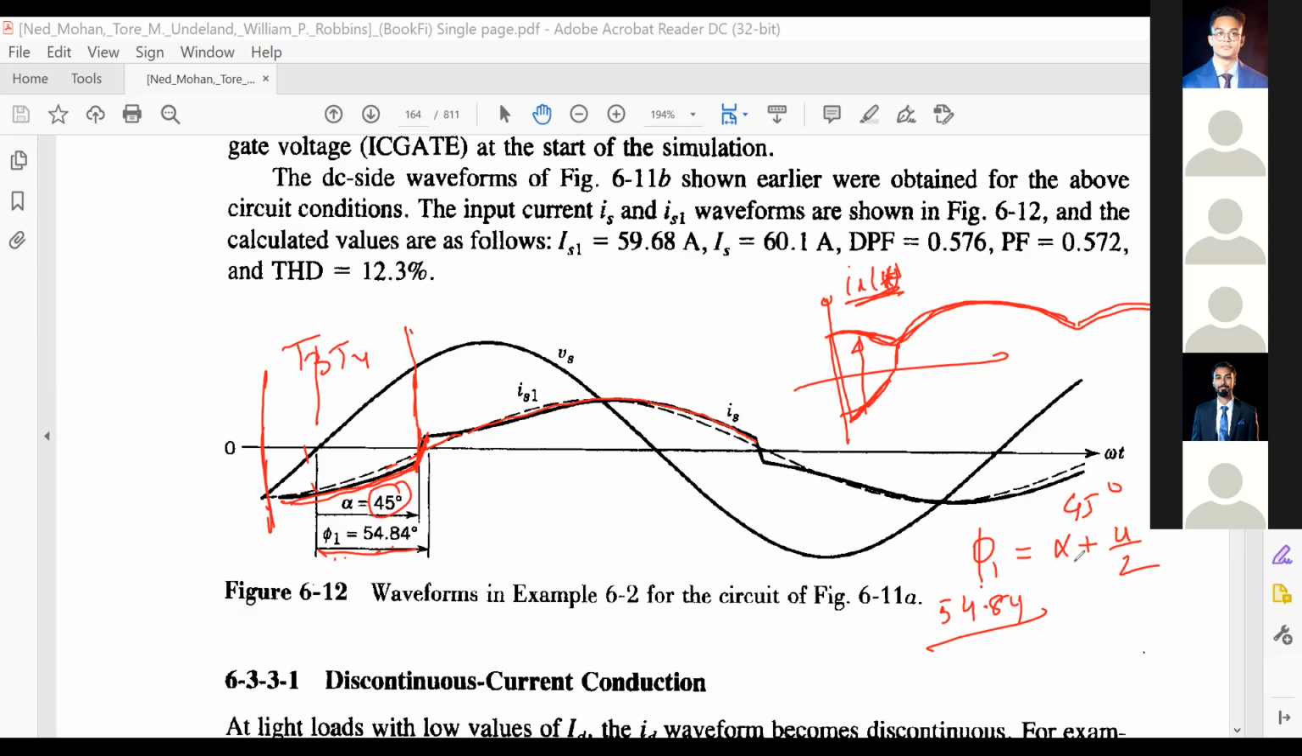Hey, what will be your U? 9.84. Then U will be what? 9.84 multiplied by 2. You understand it or not?